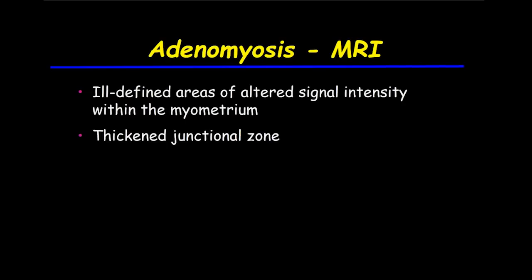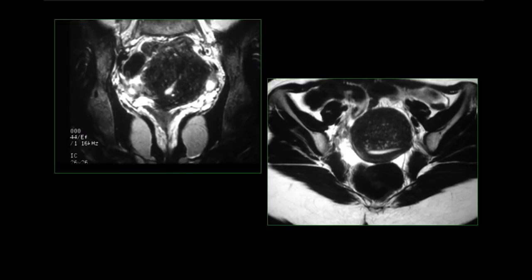On MRI, ectopic endometrial glands and stroma are present throughout the myometrium, and a thickened junctional zone is present measuring greater than 12 millimeters. Coronal and axial MR images demonstrate punctate T2 bright foci scattered throughout the myometrium and a markedly thickened junctional zone.